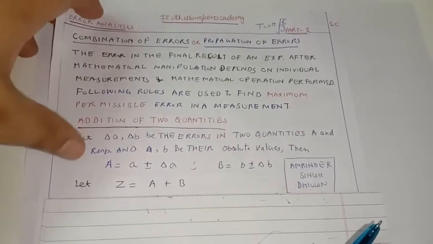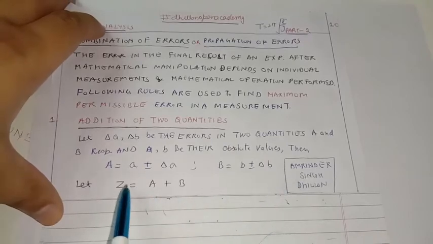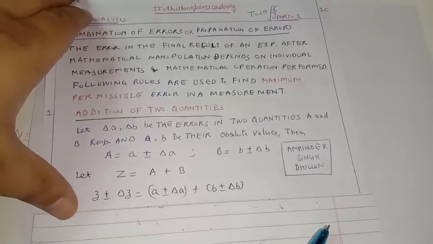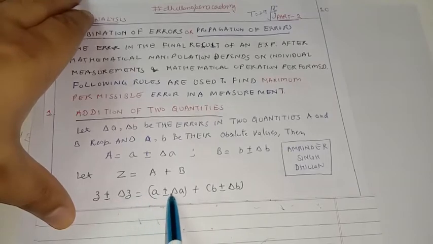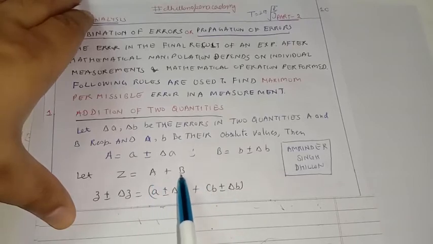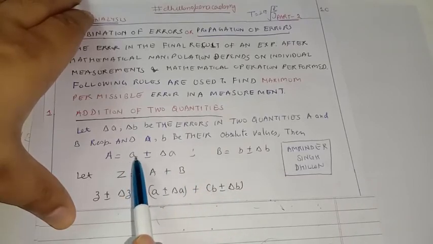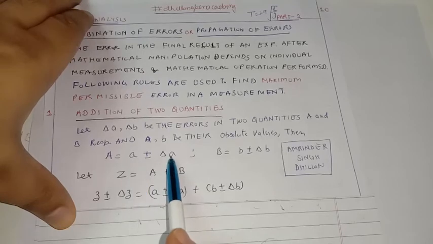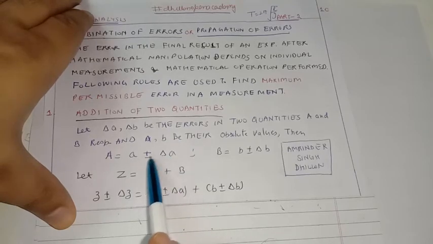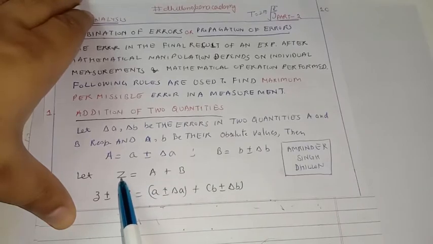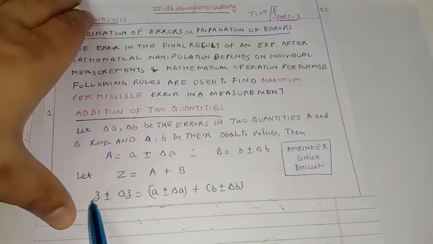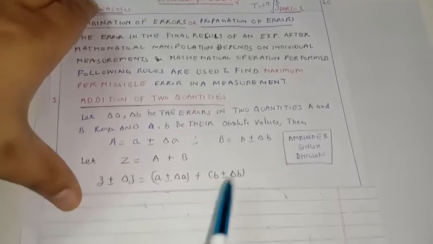Then let a third quantity Z be produced which is equal to A plus B. In this case we can write Z plus minus delta Z equal to a plus minus delta A plus b plus minus delta B. So if A and B have their absolute value part and absolute error part, that means if A and B contain error, this means that Z must also contain some amount of error. So the value of Z can be expressed as Z plus minus delta Z.